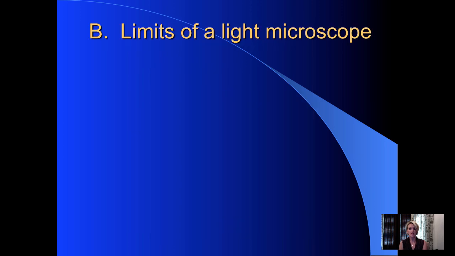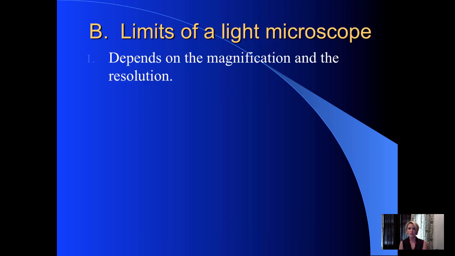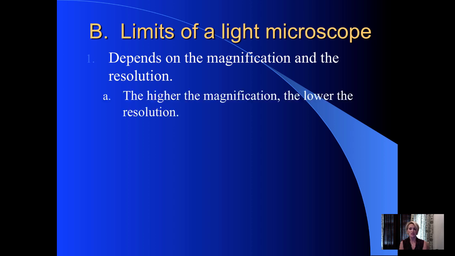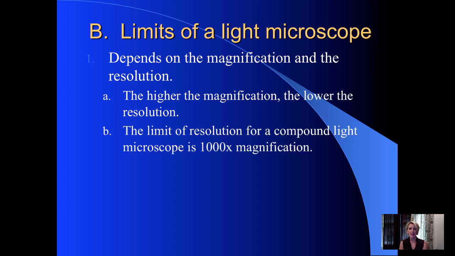Now, there are limits to a light microscope. One of those is the magnification and resolution will determine how crisp the image looks. The higher you go in magnification, the lower your resolution goes. And then the limit of resolution for a compound scope is 1,000 times, so you're not going to get that truly magnificent detail that you're going to get in some of the electron microscopes that we'll talk about. Now, the reason that you can't get beyond that 1,000 is because of the diffraction, or the bending of light, as it passes through the specimen.